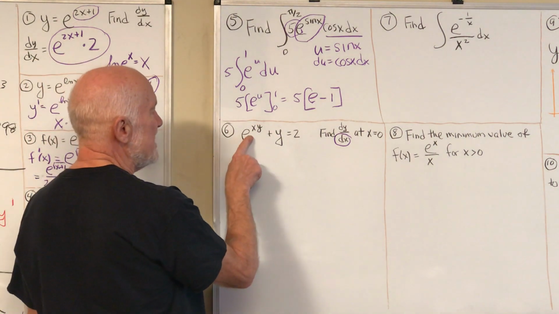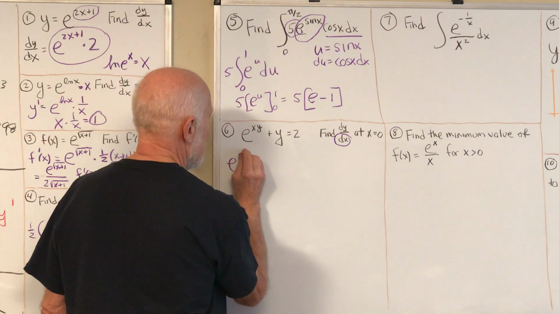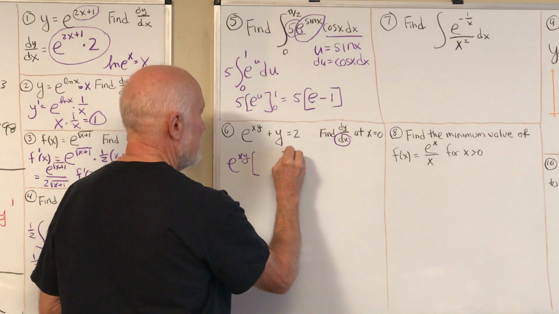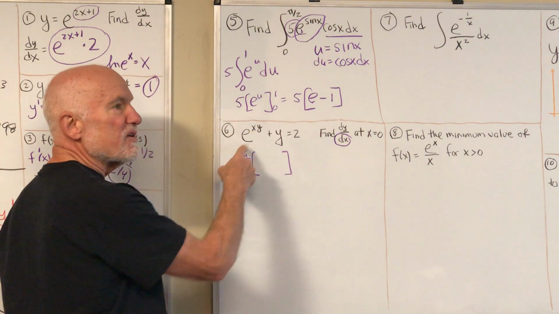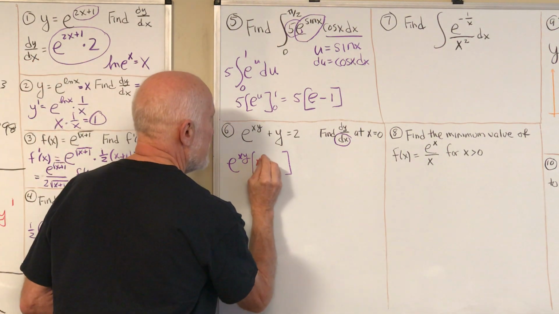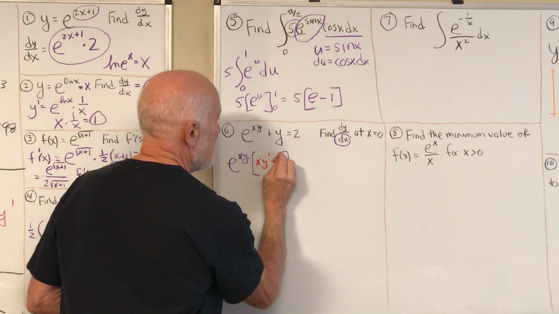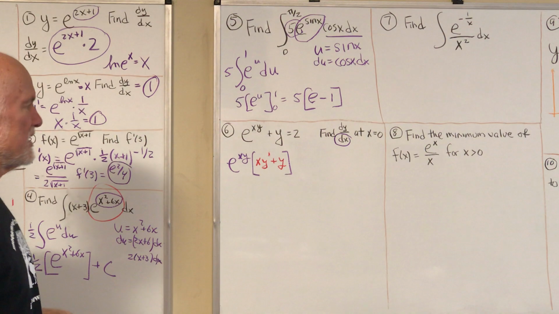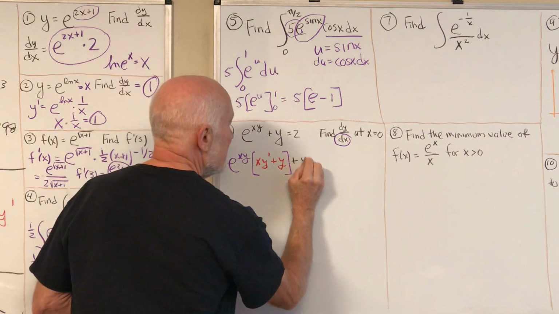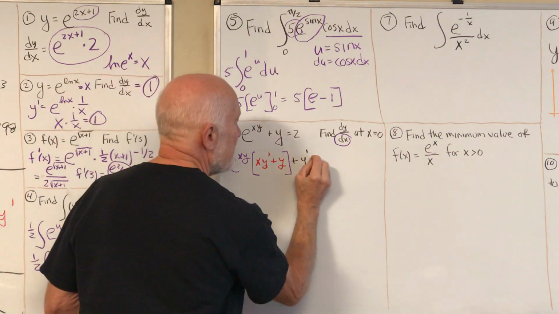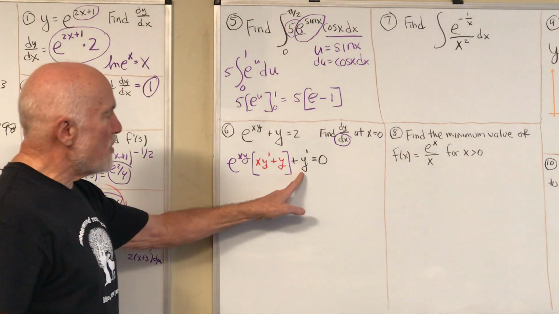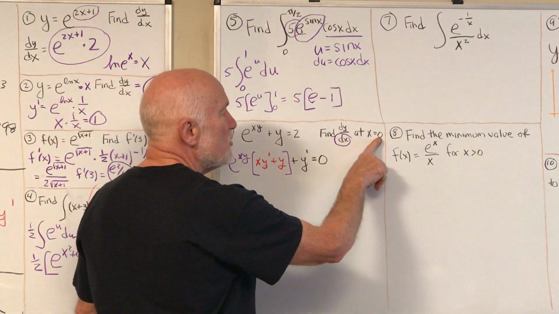So the derivative of e to something is e to something, but then when that isn't x, I have to multiply by its derivative. Well, what's the derivative of x times y? We've got to use the product rule. So we go the first times the derivative of the second plus the second times the derivative of the first. And the derivative of y with respect to x is dy dx, or y prime, and the derivative of 2 is 0. So our goal is to find y prime, but we only have to find it at x equals 0.